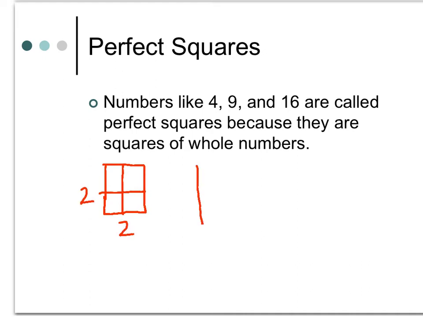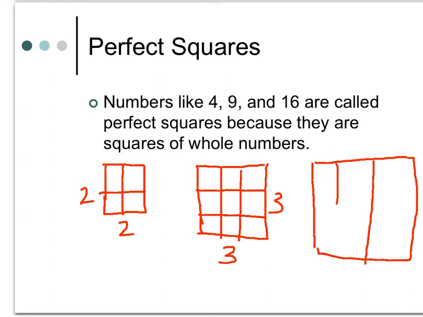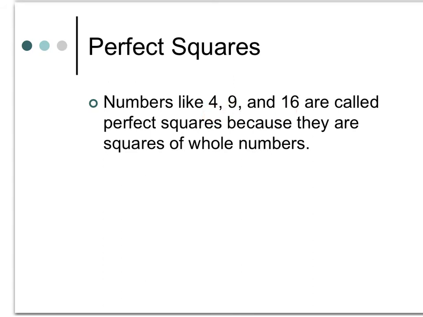If I want a perfect square that has 9 little squares in it, now I'm going to make it a 3 by 3. And 16 would obviously be a 4 by 4. My art isn't the greatest, so I know that they're not perfectly little squares in there, but you get the concept. So that's why we call numbers like 4, 9, 16 perfect squares.